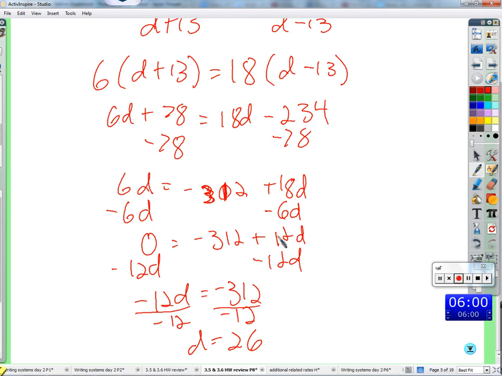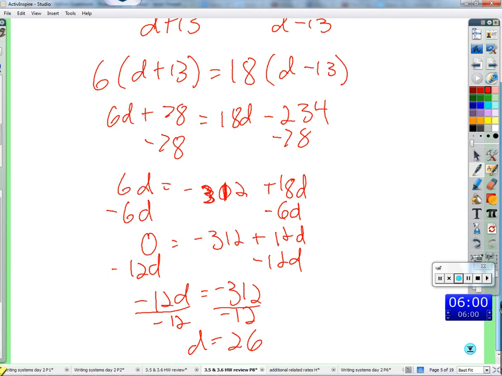Okay. I would submit to you that a lot of back and forth went on, more steps than necessary. Once we subtract the 78, I would have said, at this point, subtract 18D from both sides. Because what happened is you subtracted 6D from both sides, got 0 over here, and then just subtracted 12D back over here. So not wrong, but it could take fewer steps.